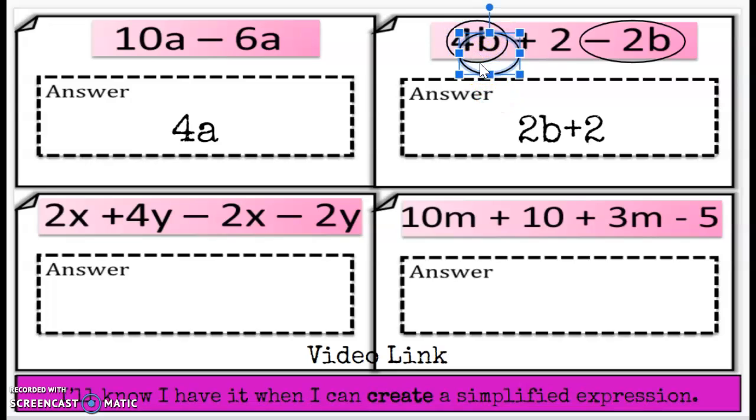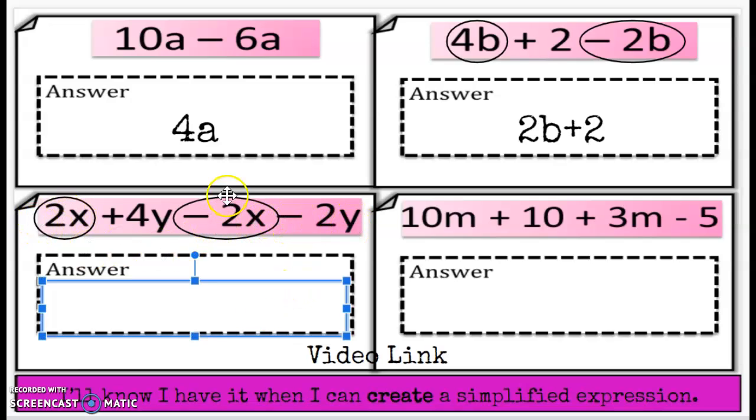I'm now going to copy and paste these so I can show you the different things that I need to combine over here. So I have 2x plus 4y minus 2x plus 2y. So the first thing I'm going to combine, since I circled them, are my 2x minus 2x. So 2 minus 2 is 0. So I don't have an x anymore.